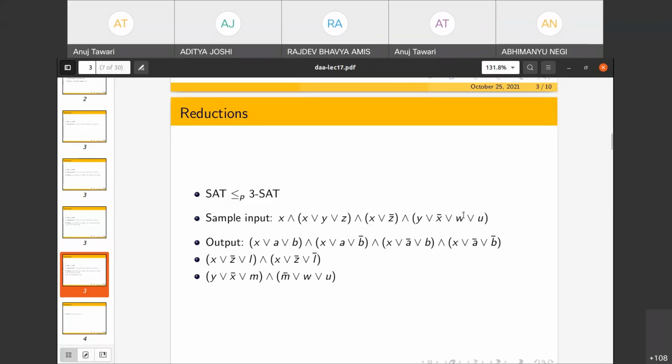And similarly, if the original formula was false, then no matter what I set m, this formula will always be false. Okay. So when is this false? When y is false, x is true so x bar is false, w is false, and u is also false. Then one of these things, m or m bar, has to be false. Either m is false or m bar is false. In either of the cases, one of these clauses will always be false. Therefore, this particular formula will always be false.